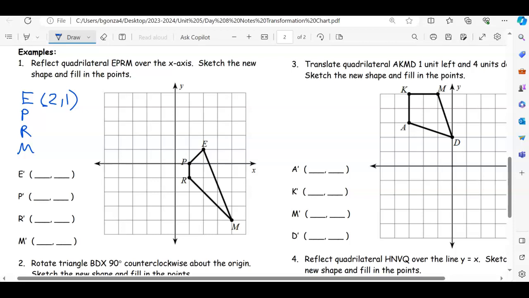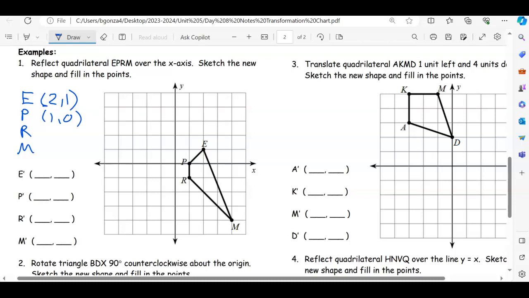What about P? So starting at 0, 0, P goes which way, left or right? Right 1 is positive 1. Does it go up or down? So that's 0. Okay? So right 1 doesn't go up or down. That's 1, 0. Okay, you got to be able to write down points.